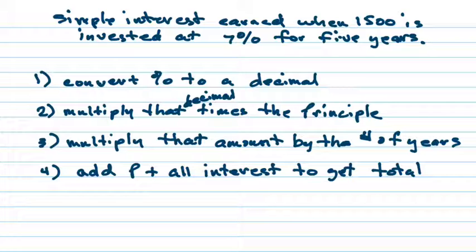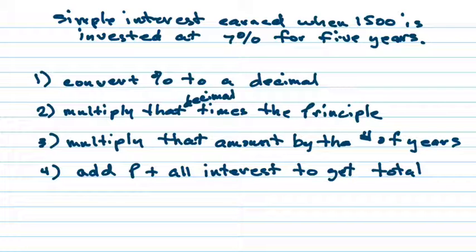So I'm going to reread them anyway. So you're going to convert the percent to a decimal because we have to be able to multiply with it. We're going to then multiply that decimal times the principal amount. And remember, the principal is the amount you borrowed, but it can also be the amount you invested. So that's the initial monetary amount, the money they give you. Then you'll multiply that amount times the number of years that you're keeping the money or saving the money.